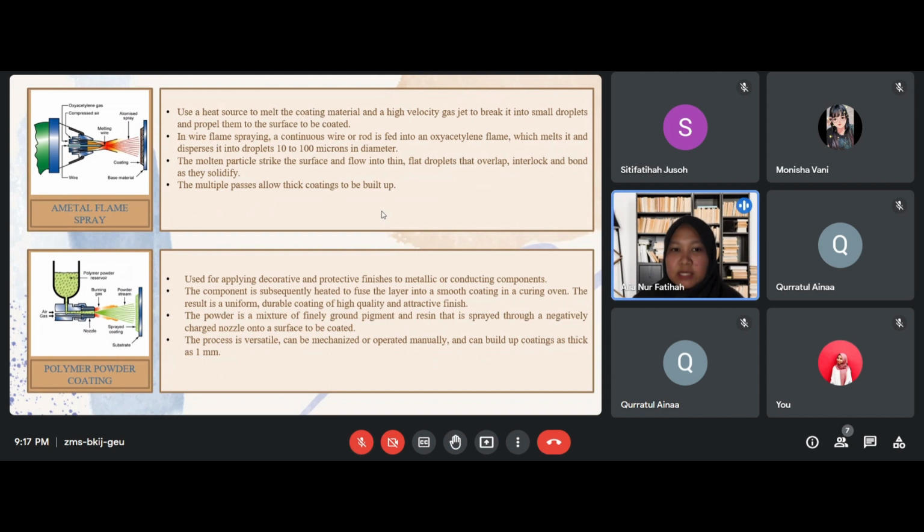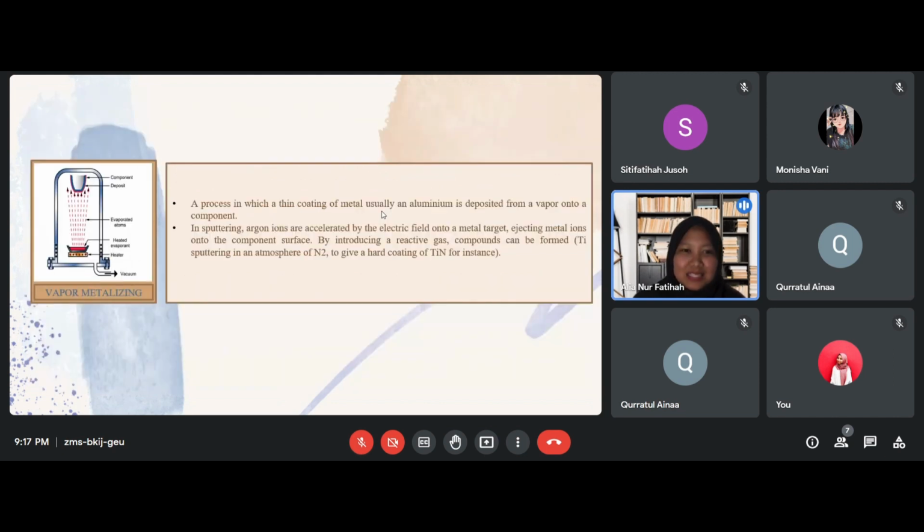The powder is a mixture of finely ground pigment and resin that is sprayed through a negatively charged nozzle onto a surface to be coated. The process is versatile, can be mechanized or operated manually, and can build up coatings as thick as 1 mm. Lastly is vapor metallizing.